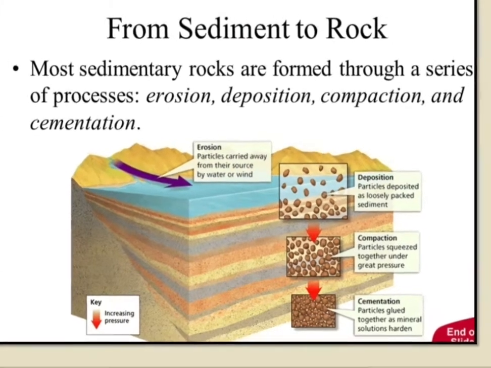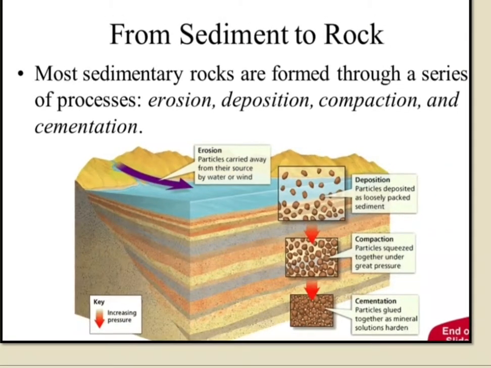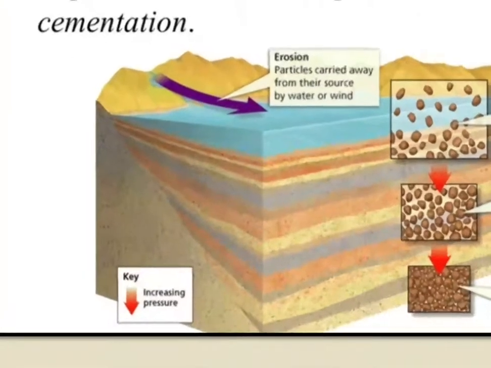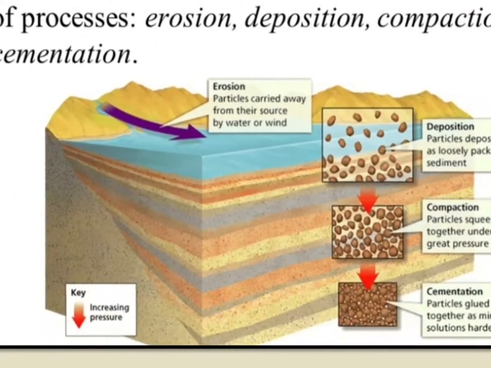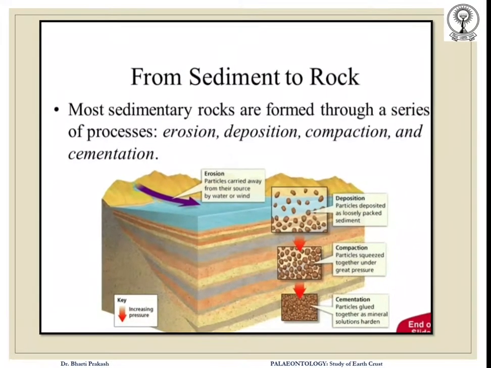Now, this picture shows how sedimentary rock is formed from sediment to rock. Most sedimentary rocks are formed by a series of processes: erosion, deposition, compaction and cementation. First is erosion, when the particles are carried away from their source by water or wind. Then deposition, when the particles are deposited as loosely packed sediments. Then compaction, when the particles are squeezed together under great pressure. And then comes cementation, when the particles are glued together as mineral solutions harden. The key word here is pressure. As the pressure is exerted, the sediment is converted into a rock.